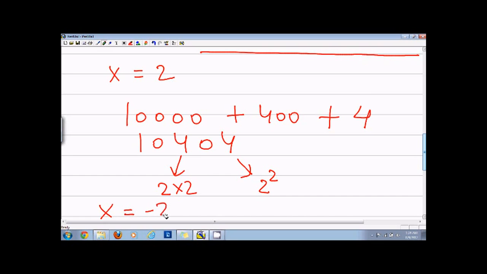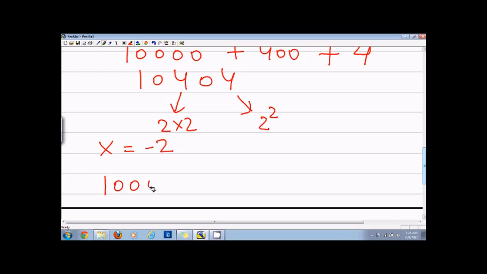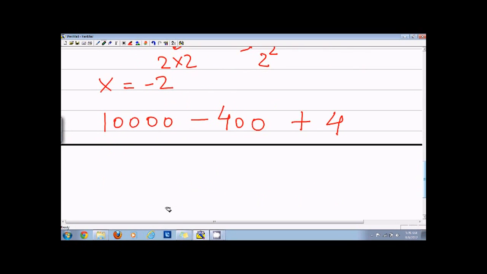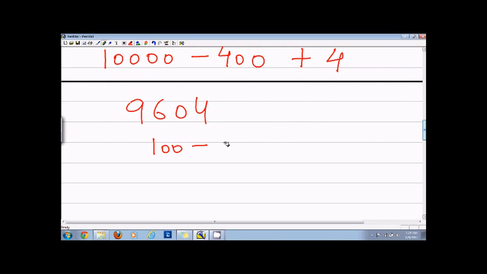minus 400 plus 4, so that will be equal to 9604. So again in here I have subtracted 100 minus 2 into 2, so that will be equal to 96, and then 2 square is equal to 4, so that will be 9604. So this is how the trick works.